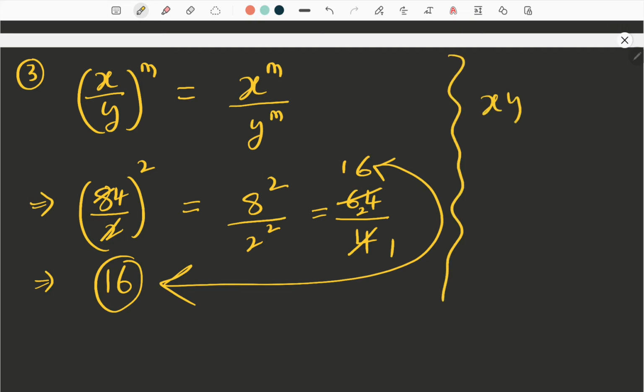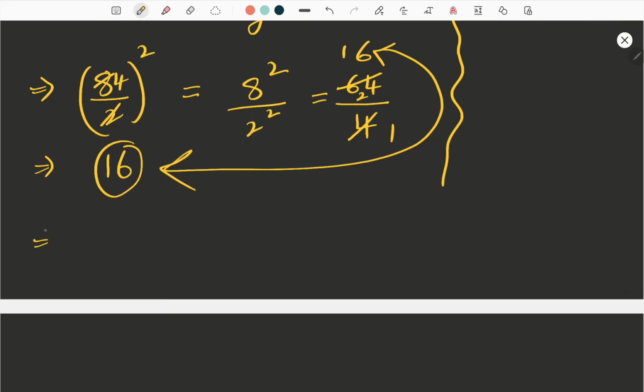If it is like xy to the power m, it means you should be able to separate it as x to the power m into y to the power m. Alright, you do this example and see, you will get the same answer. Alright, let me give you one example here. If something is like 2 into 3 to the power, for example, 2.